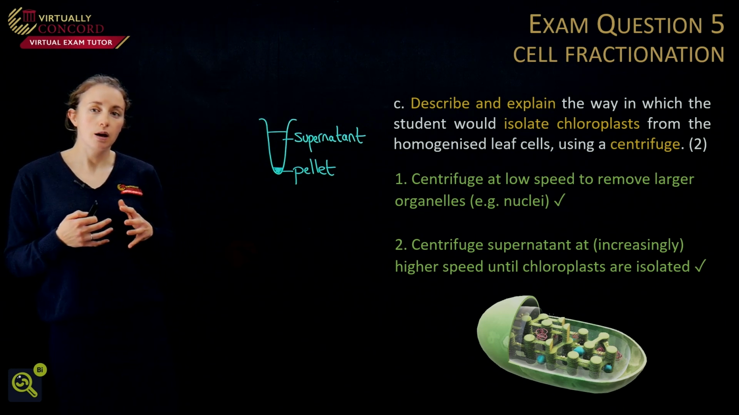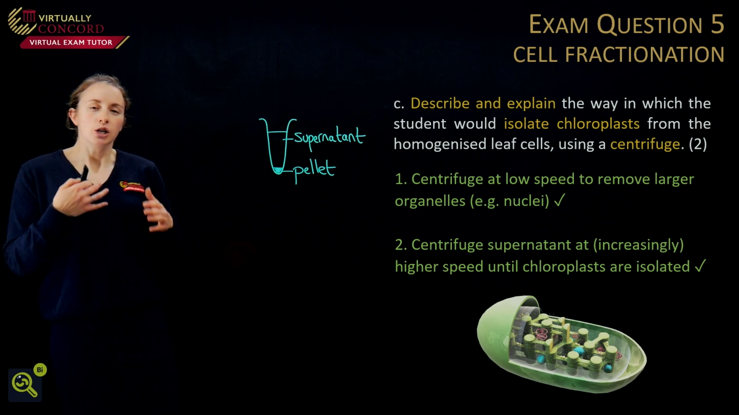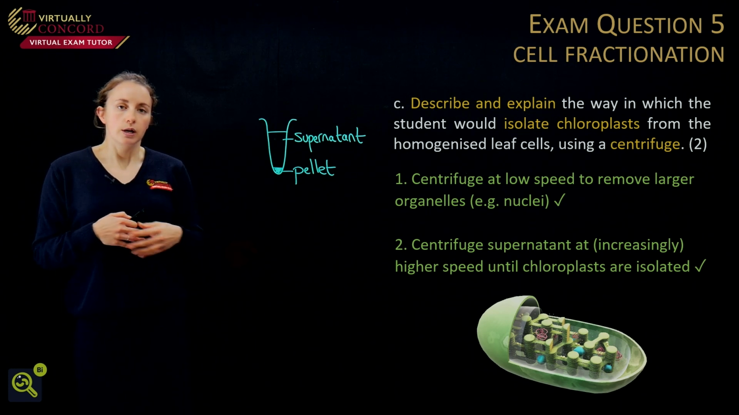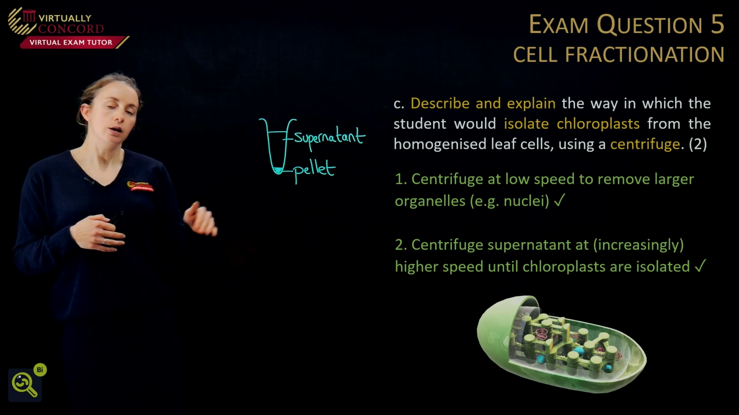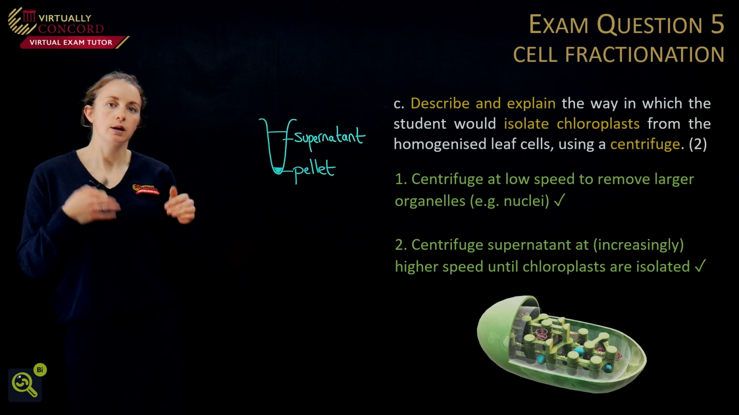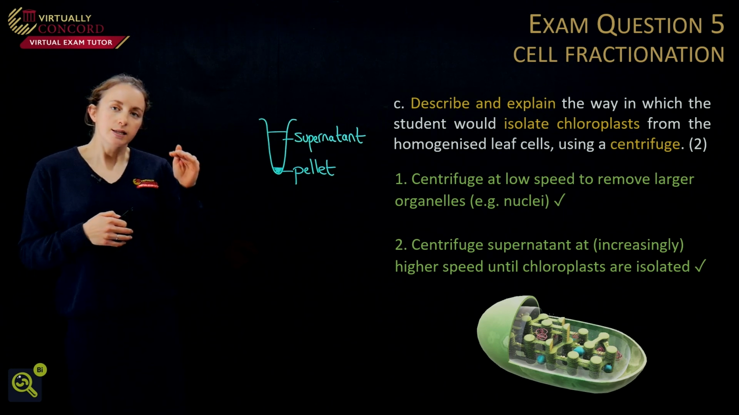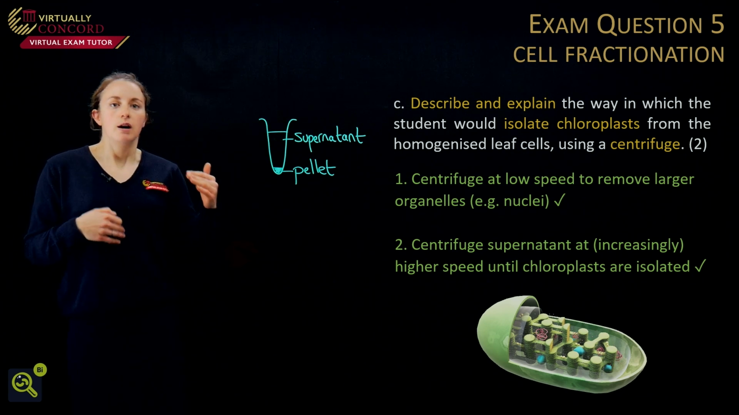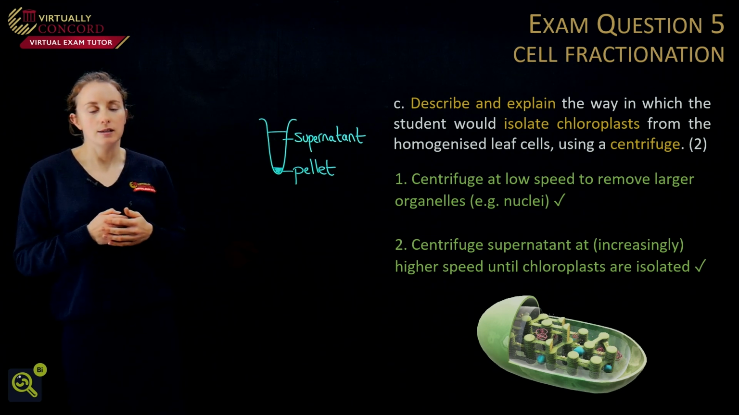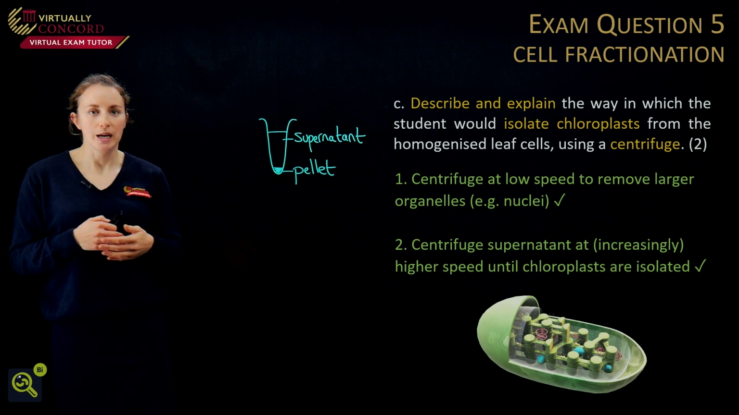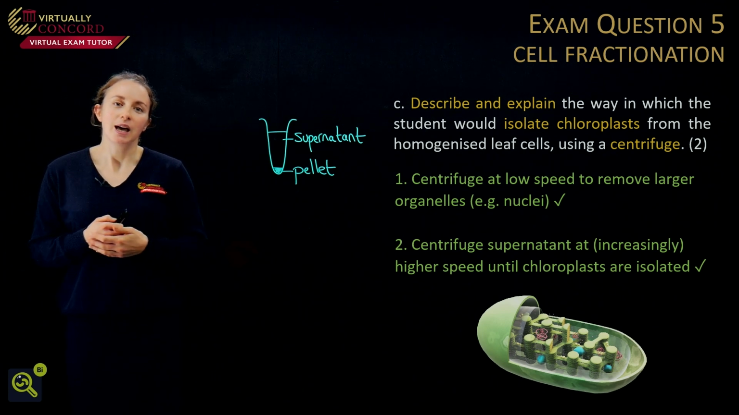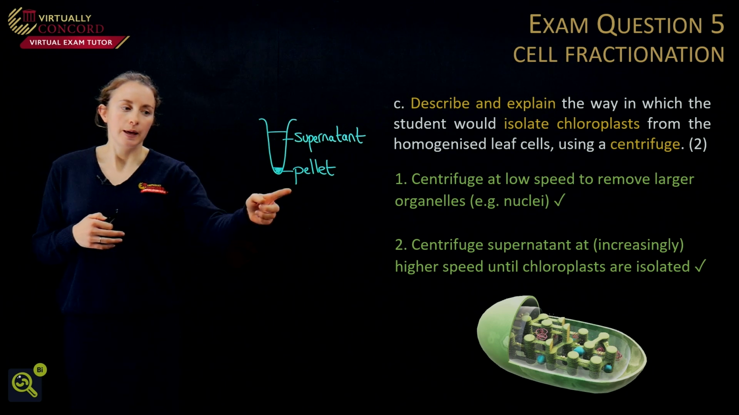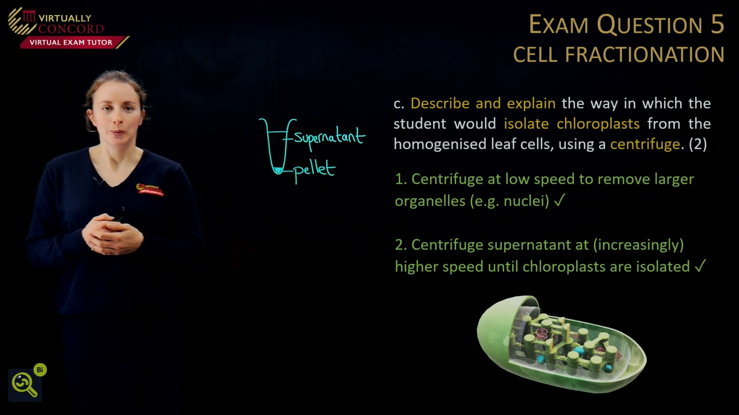You don't have to learn any particular speeds, you just have to have an understanding of the relative size of organelles. So know that if you spun at low speed initially, you'd extract out your largest organelles, which would be your nuclei. Slightly higher speed, you get things like your chloroplasts and your mitochondria. Even higher, you get things like lysosomes, and even higher than that, you get things like your ribosomes. Okay, so generally just increase your speed, and that means you get increasingly smaller organelles extracted out in your pellet at the bottom of your centrifuge tube.